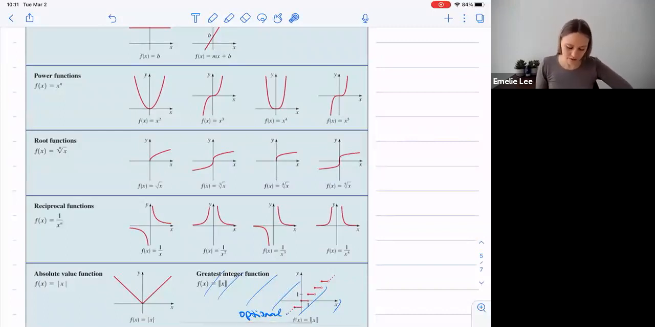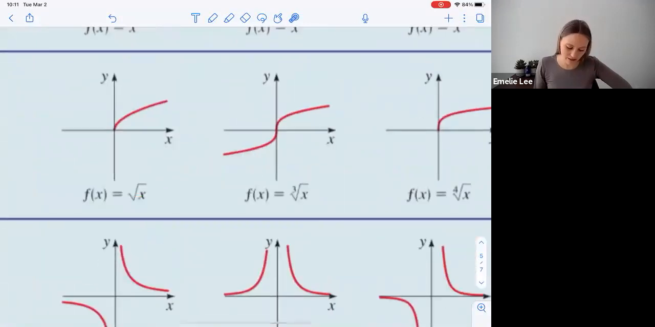Look at some root functions. So the nth root of x, in general, depends on if you have an even root, so the square root or the fourth root. So even roots start at x equals 0. So the domain is restricted to x greater than or equal to 0. That jives with what we've been saying: we can't take the square root of a negative number. Notice that it doesn't exist.